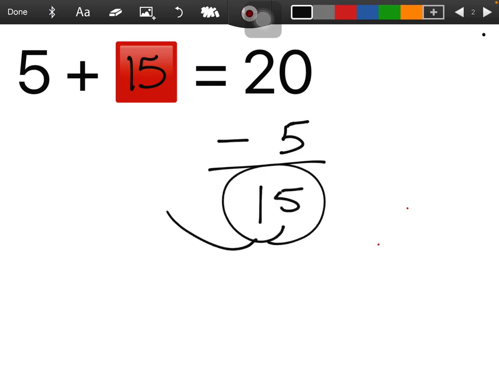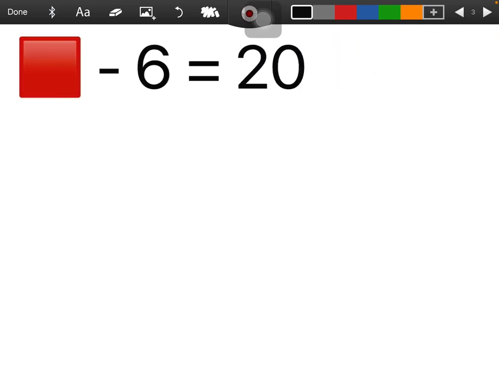And you'll notice they match up. Okay, we can do that in our head, but there's a mathematical or algebraic way to do that, and that's what we're going to look at. Okay, so we did an addition. Let's look at a subtraction. What minus 6 gives you 20?